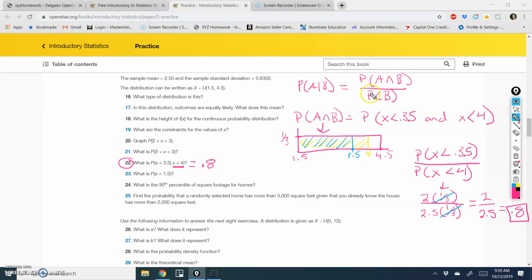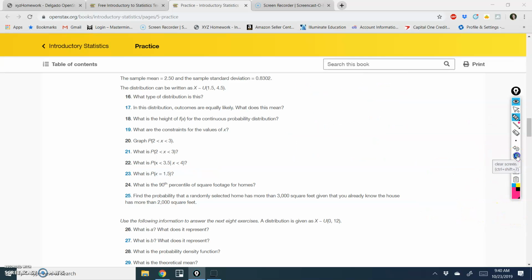And then we said, okay, our denominator needs to be P of B. Our B in this case is the second thing in the conditional probability. So P of B is the probability that x is less than 4, or just the area of the yellow block. That base was 2.5, and that height was 1/3. So we did the area of the blue-yellow block divided by the area of the yellow block, which became 2 divided by 2.5. The 1/3s canceled. 2 divided by 2.5 is 0.8, and that's how we got our answer.